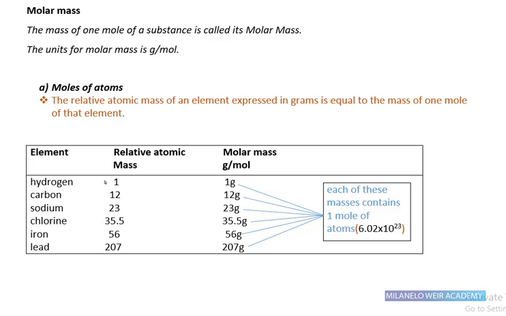You find these in your periodic table, which shows the number of protons and neutrons. Hydrogen has 1 proton and no neutron, that's why its mass is 1. So 1 mole of hydrogen is 1 gram. Let me clarify: what does 1 mole consist of?